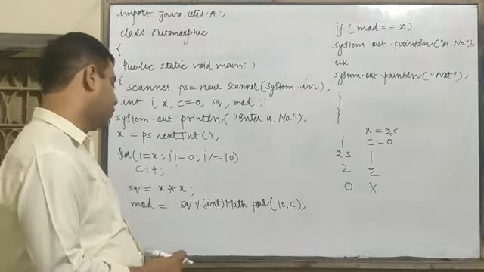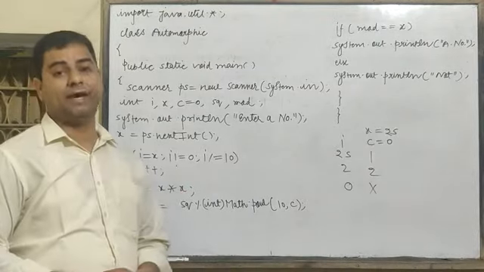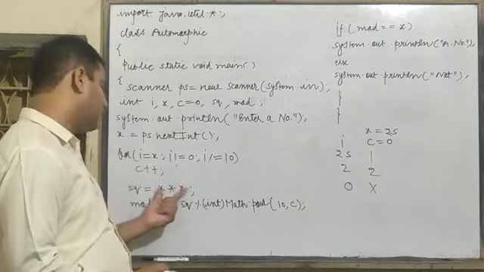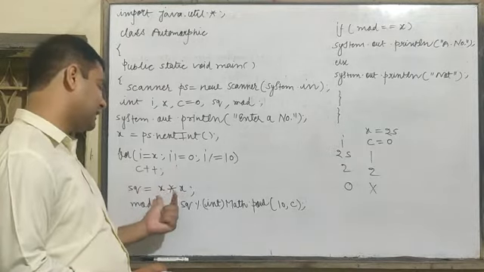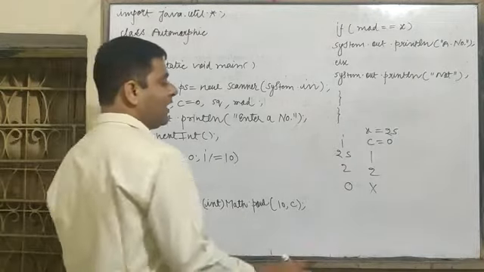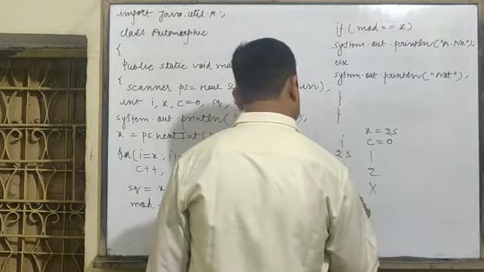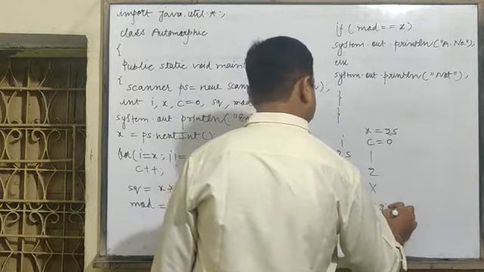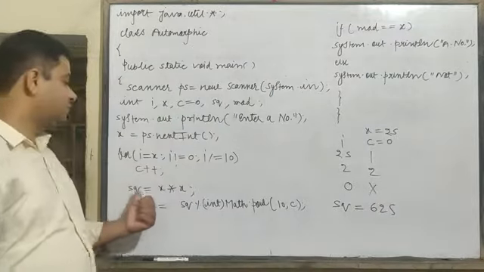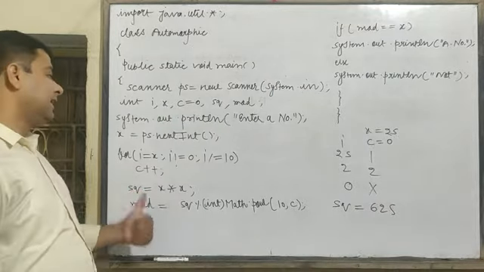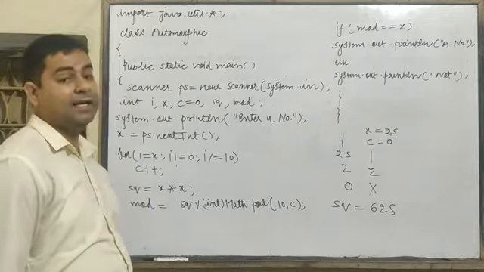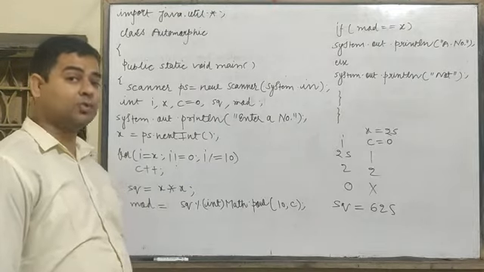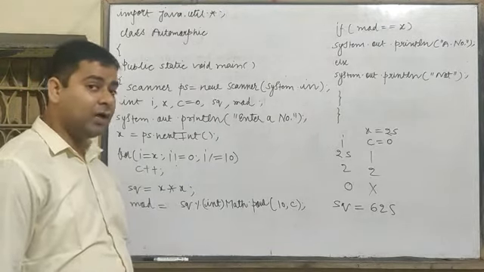After coming out from the loop, it will calculate the square, x into x. After calculating the number of digits, it will calculate the square. So the value of the square will be 25 into 25, 625. Understood? Now we have to find the remainder. We have to extract the 2 digits from the square. How shall we do this?